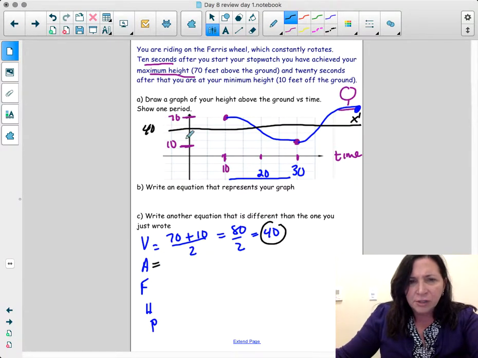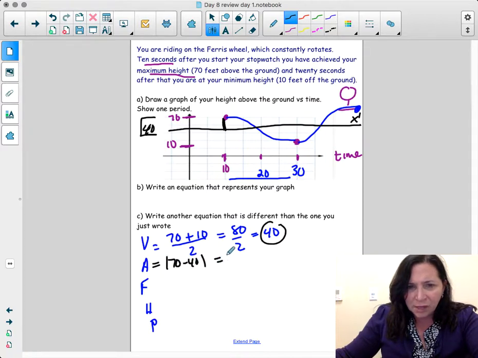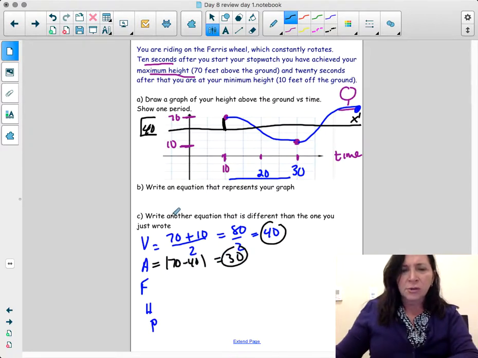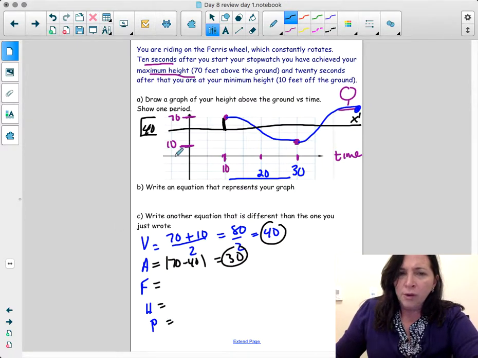Now my amplitude is this distance from here to here. So that's 70 to 40. That's going to be the absolute value of 70 minus 40, and that's going to equal 30. So my amplitude is 30. I'm going to wait on my frequency. I'm going to look at my horizontal shift.